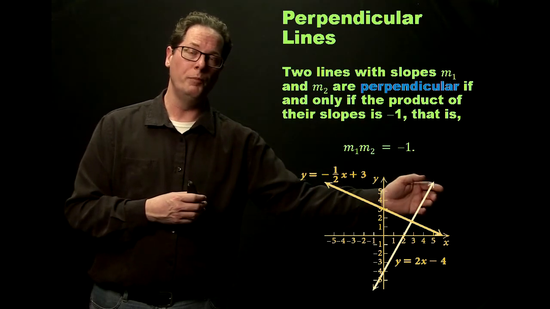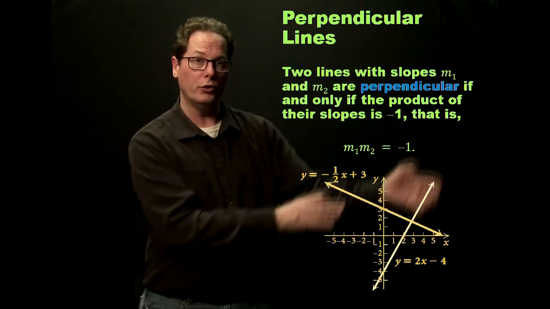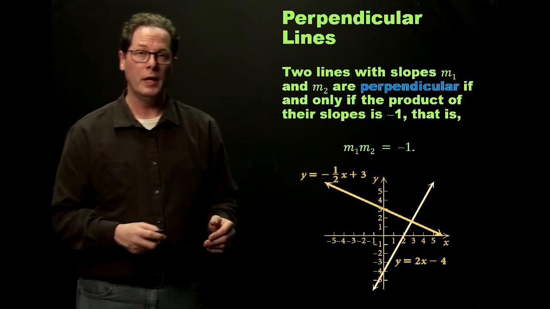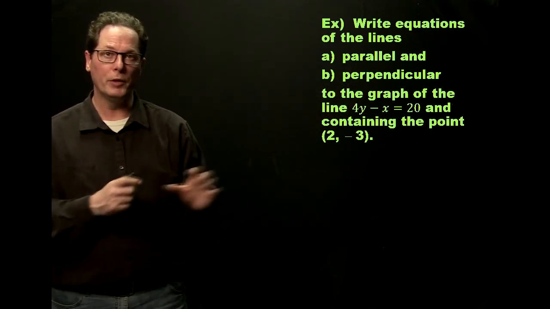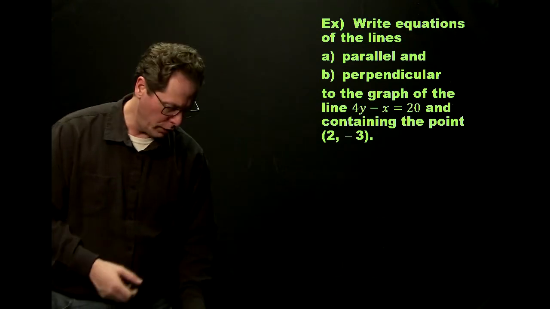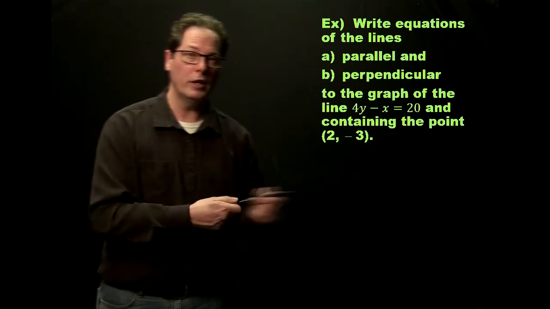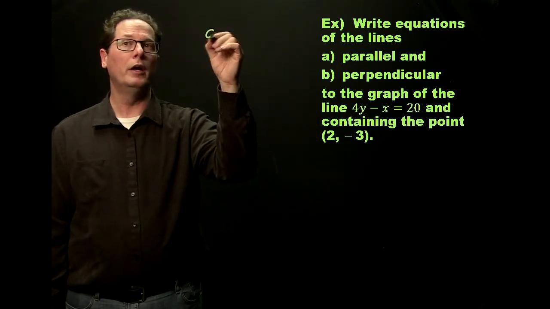So for a slope of 2, any line that has a slope of negative 1/2 will be perpendicular to a line with slope of 2. Let's look at an example. Write the equations of the line parallel and perpendicular to the graph of 4y minus x equals 20 and containing the point (2, negative 3). This is going to need several steps. So let's start out with the parallel steps.